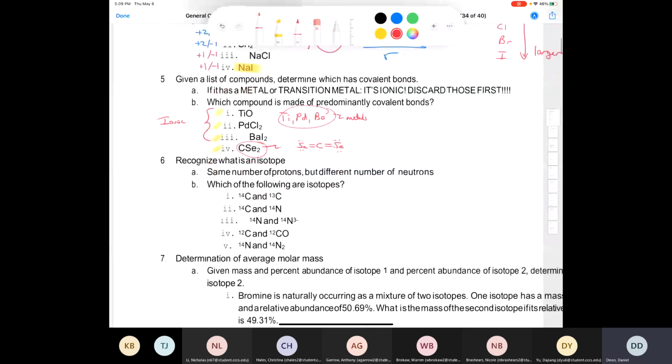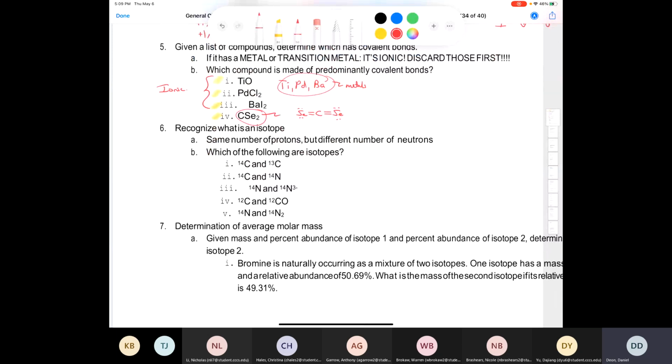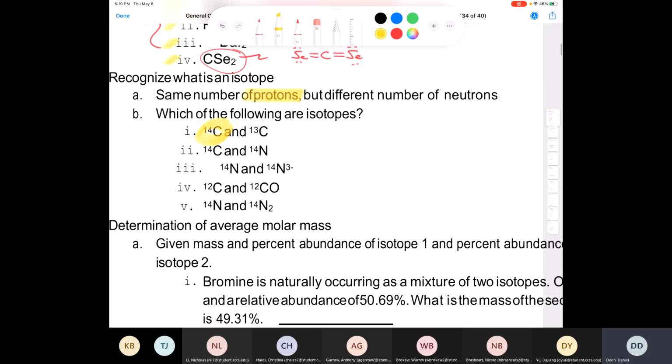All right, recognize what an isotope is, right? So if you need a little bit of review on an isotope, remember that the number of protons is what governs the identity of an atom. However, even if we have elements that have the same number of protons, the number of neutrons can vary, and when they do, we get different isotopes. Say, for example, if you have carbon-14 and carbon-13, these two here, these are common enough isotopes. Carbon-14 is used for carbon dating.